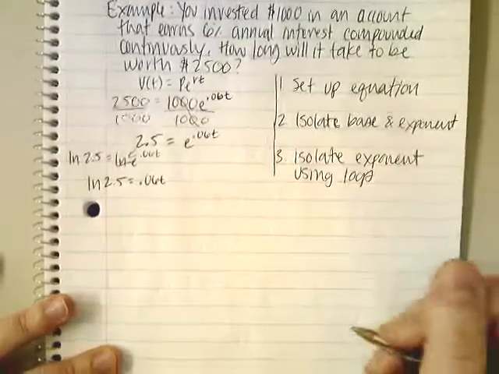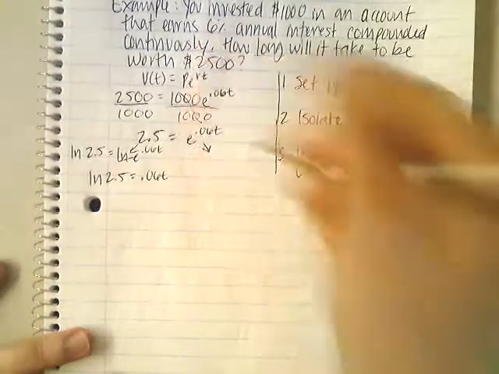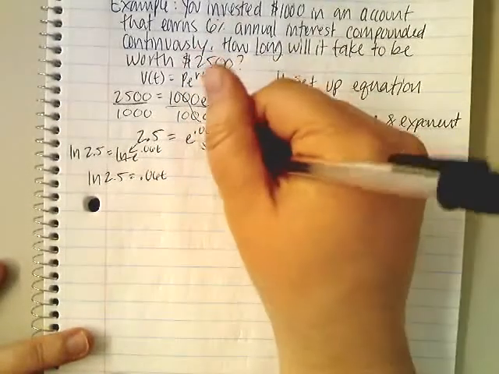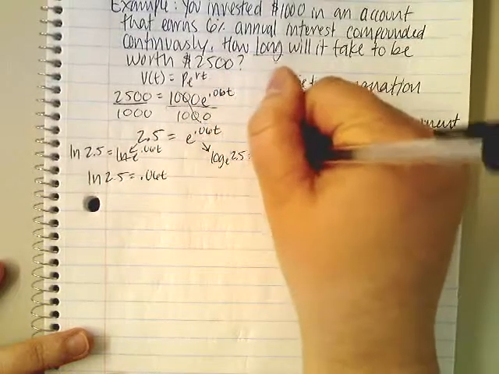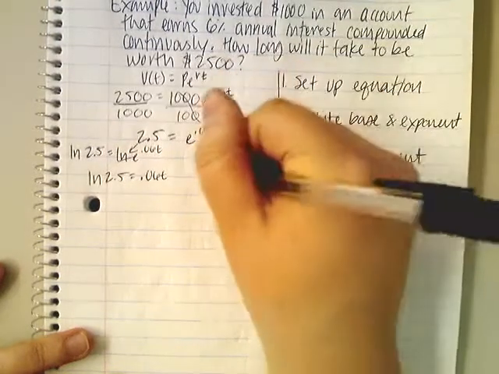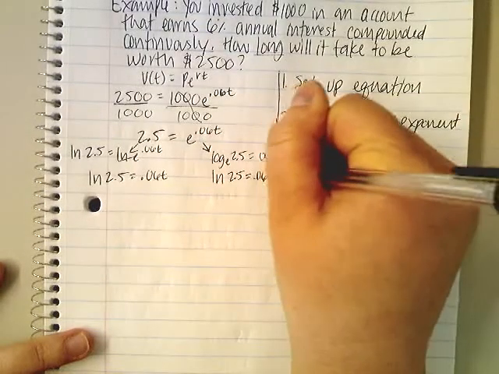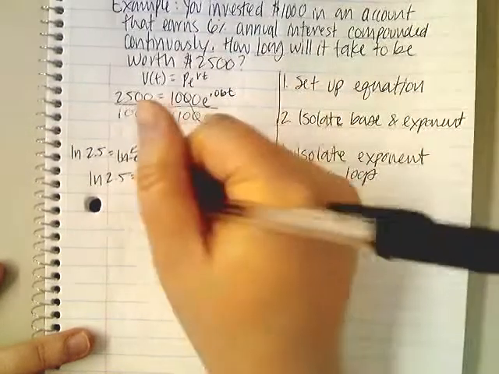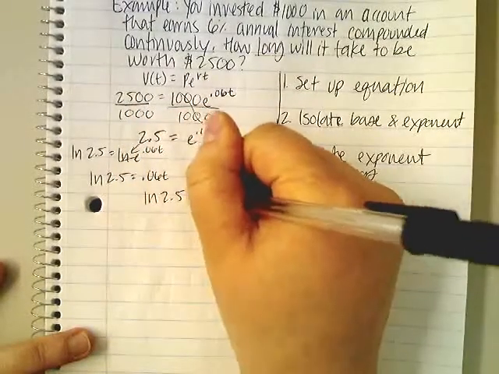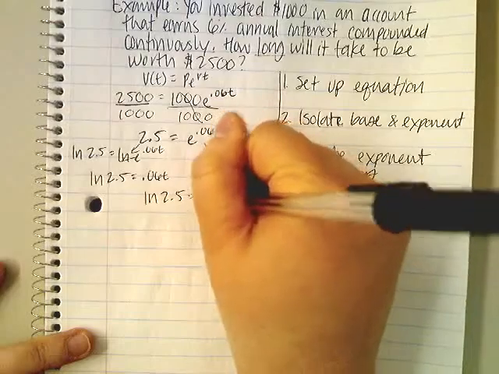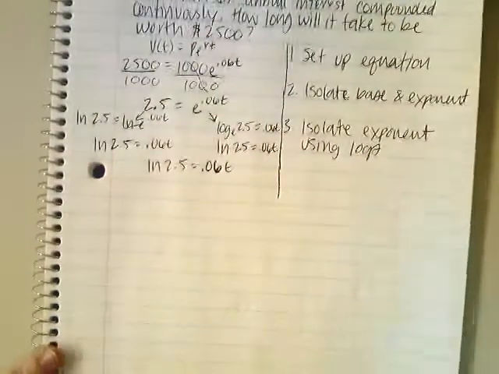The other way you could think about it is you're going to rewrite this as a logarithmic equation. So this would become log base e of 2.5 equals 0.06t, which I know log base e is just ln. So I end up at the same equation: ln of 2.5 equals 0.06t, or 0.06t if it helps you to write that 0 in front.